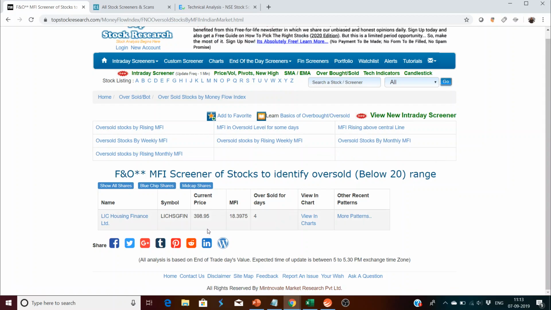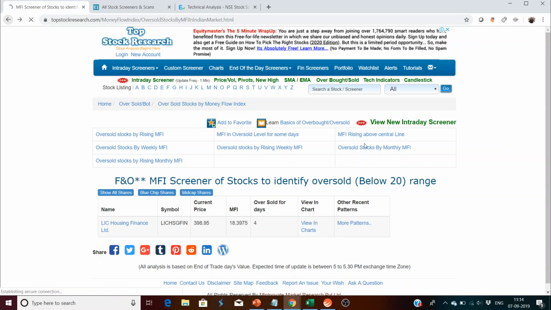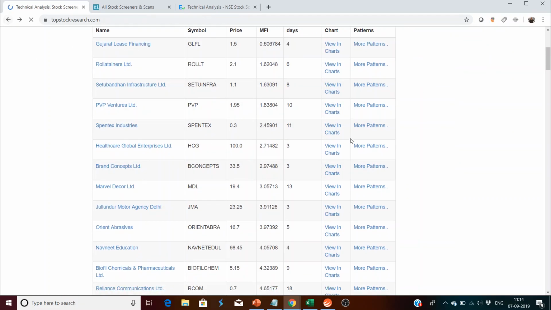So LIC Housing Finance is oversold for the last 4 days. That means it is at the bottom. MFI is 18. This reading is similar to RSI, where you see overbought and oversold. So this is a potential buy candidate. You can look out for these kinds of candidates for swing trading and then take it forward. Otherwise, you can use the super trend method also, which I have shared: daily candle closing above the super trend 14 and 2. That is also a good tool. And let's also look at other screeners available here.